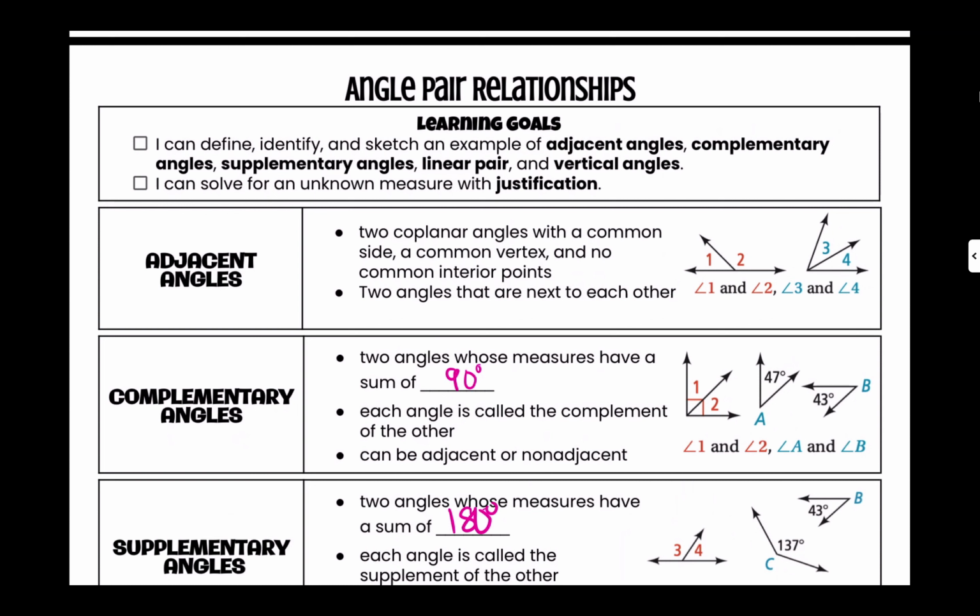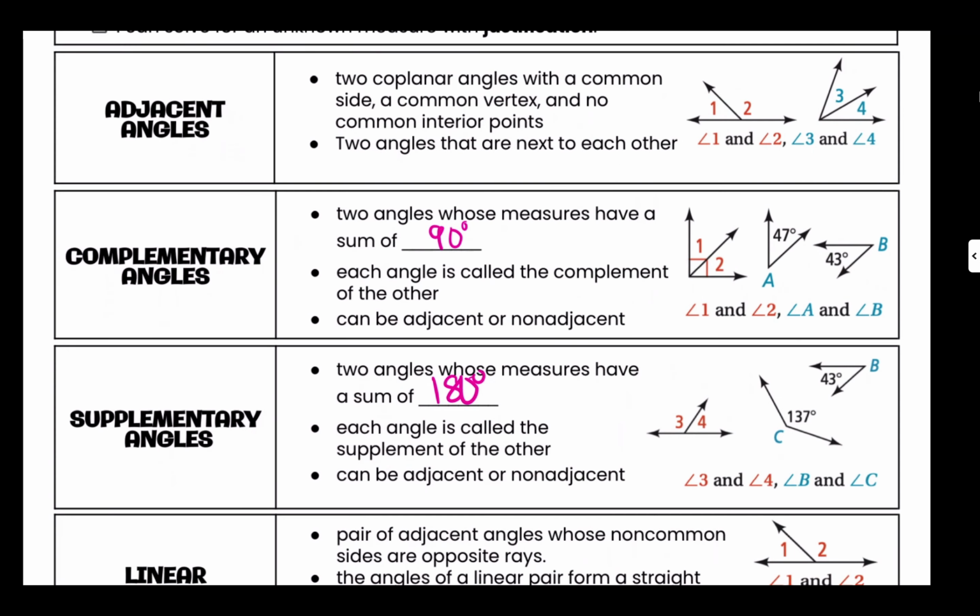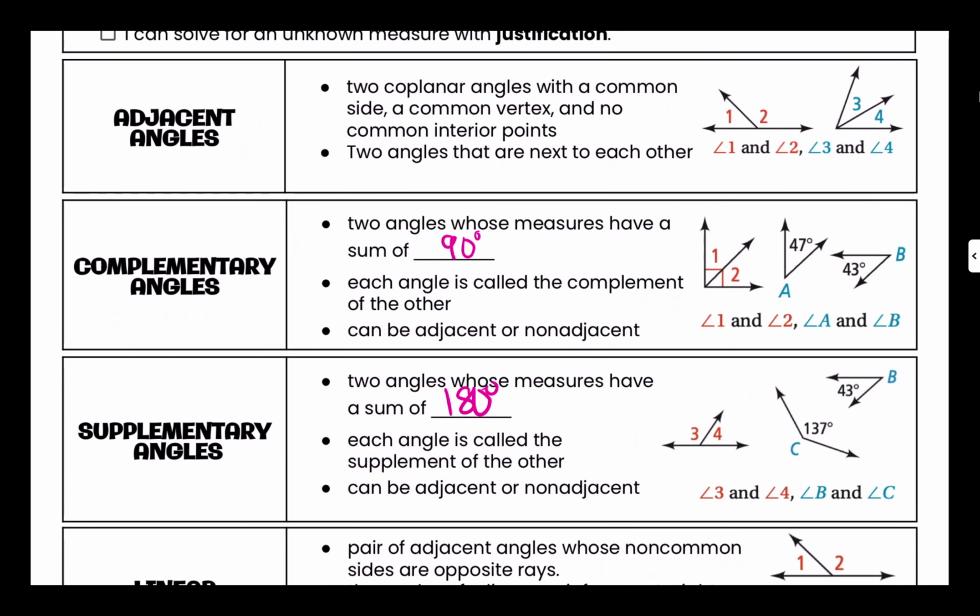Relationships. So the goals of our lesson are: I can define, identify, and sketch an example of adjacent angles, complementary angles, supplementary angles, linear pair, and vertical angles. And I can solve for unknown measures with justification. So adjacent angles are two angles with a common side, a common vertex, and no common interior points.